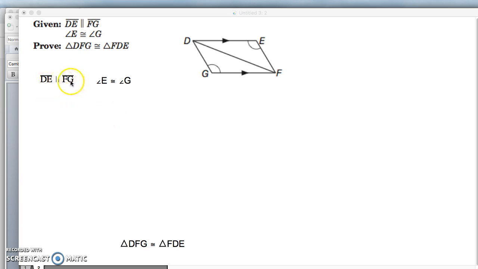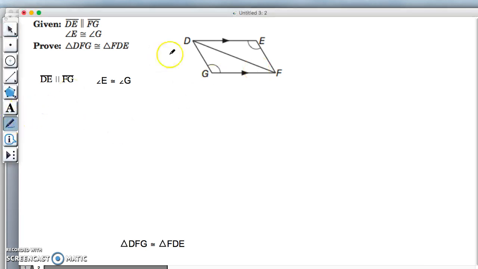So this is actually already marked. DE is parallel to FG, and this is actually already marked as well. So E is congruent to G. Now we need to use our information. So if these two are parallel, this is the transversal, which means that these two angles are alternate interior, so they're going to be congruent. So let me quickly mark those up. So this is going to be congruent to that based on the parallel lines.